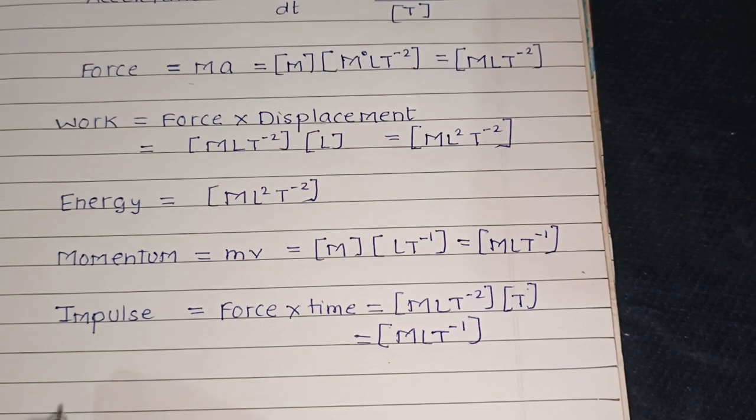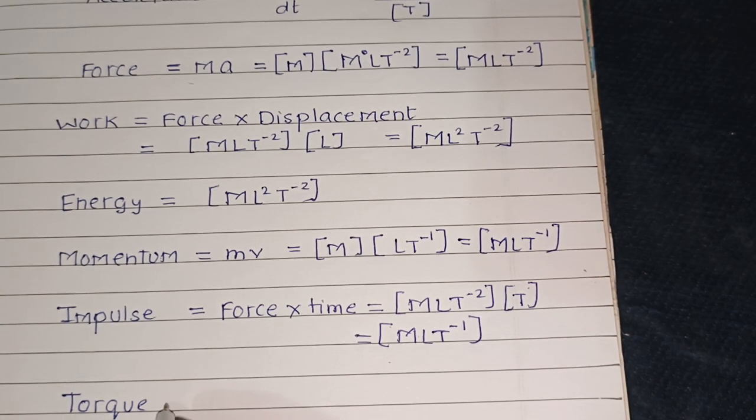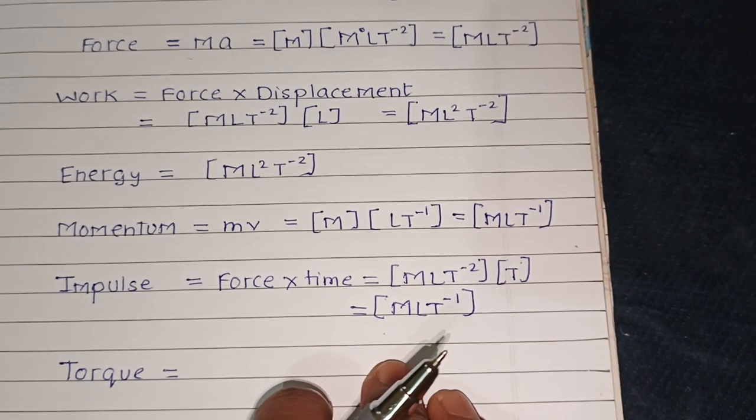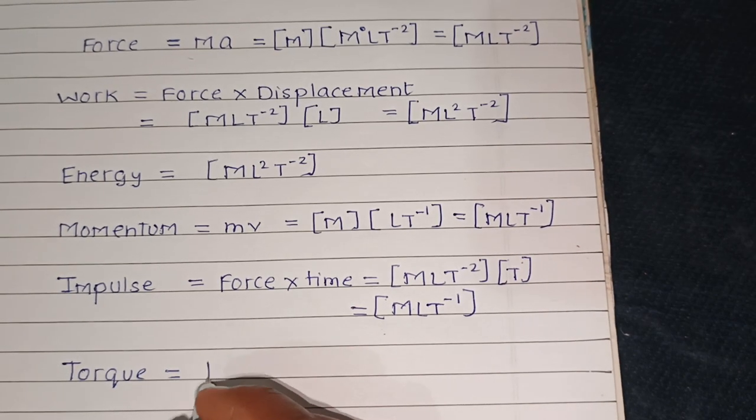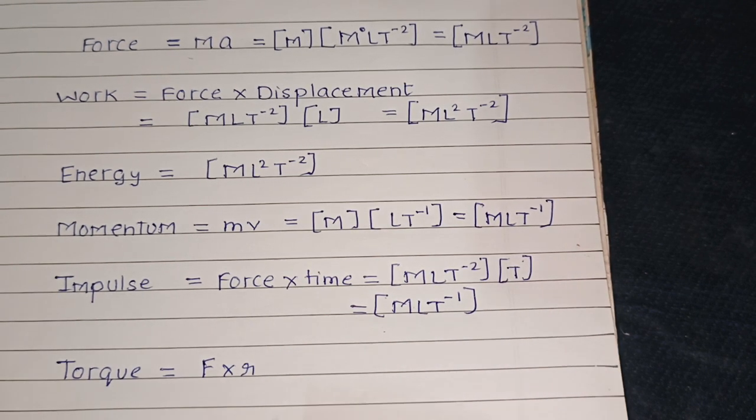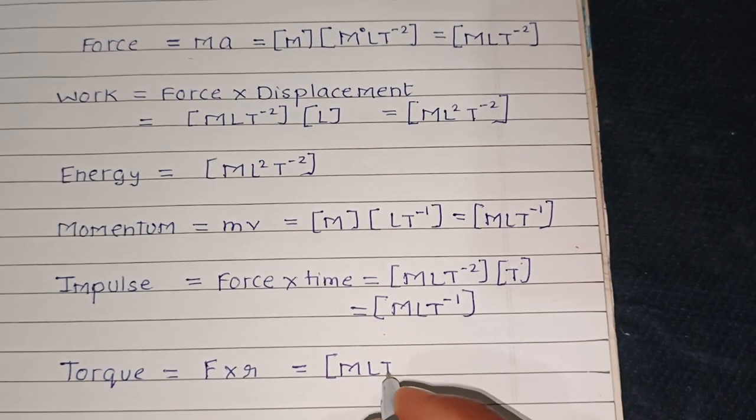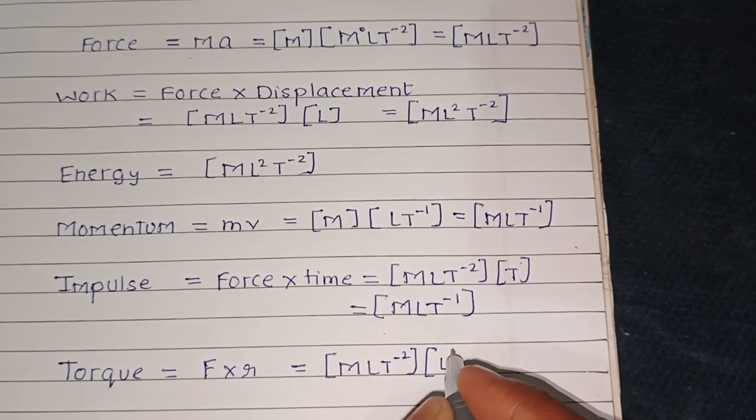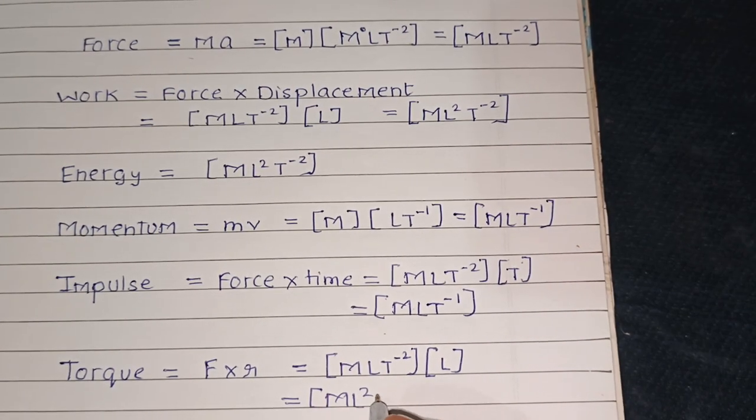Now torque. F into R. Okay, torque is F into R. The dimension of force is M L T minus 2 and R the dimension is L, so that is M L square T minus 2.